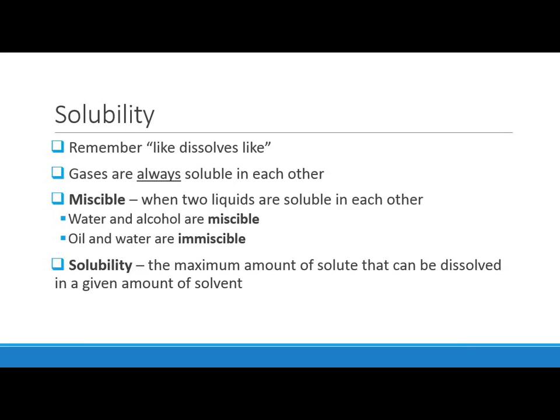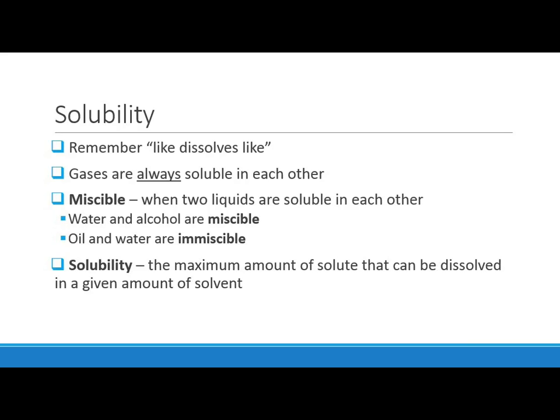Now, when it comes to solubility or dissolving things, we need to remember the chemist's rule of thumb that like dissolves like, which means that polar molecules dissolve nicely in other polar molecules. Nonpolar molecules dissolve in nonpolar molecules, but nonpolar and polar don't mix. That's like oil and water, literally, where one is polar and the other is nonpolar, and so the nonpolar vegetable oil separates out from the polar water.